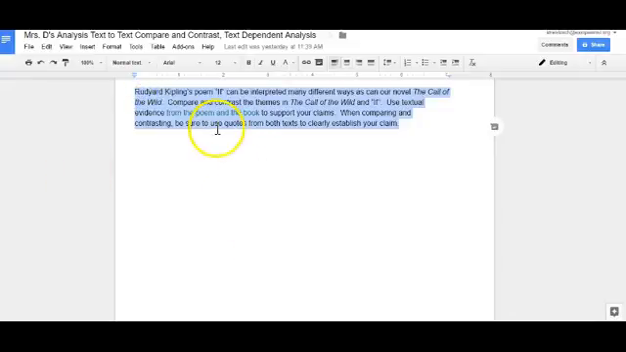Okay, so the prompt here is: Rudyard Kipling's poem If can be interpreted many different ways as counter to the novel Call of the Wild. Compare and contrast the themes in Call of the Wild and If. Use textual evidence from the poem and book to support your claims. When comparing and contrasting, be sure to use quotes from both texts to clearly establish your claim. You're not writing an essay today. You are setting up another organizer, like we did previously.